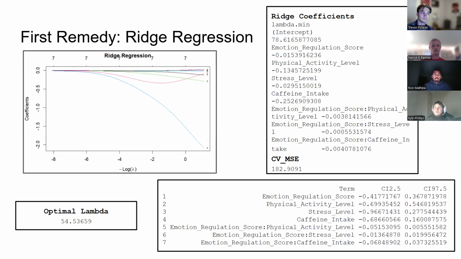The first remedy was ridge regression, which aims to solve the issue of multicollinearity by reducing all the ridge coefficients closer to 0 through an increased number of tests. And from the plot, we can see that the optimal lambda is 54.53659. From the coefficients, we can see that the intercept decreases to 78, but almost all of the variables are now very close to 0, which is the aim of ridge regression, which presents a CV-MSE value of 182. Now, from bootstrapping, all the coefficients still contain 0 in the interval, indicating that none of them are a significant predictor of NBAC accuracy.